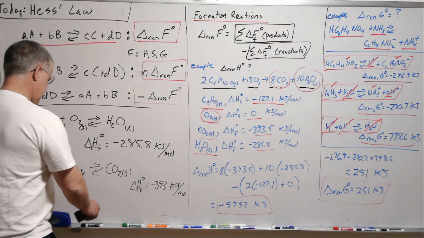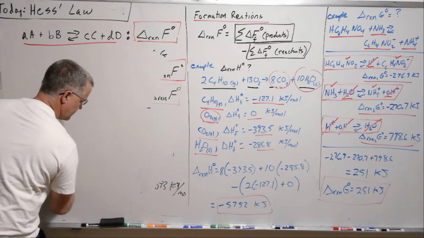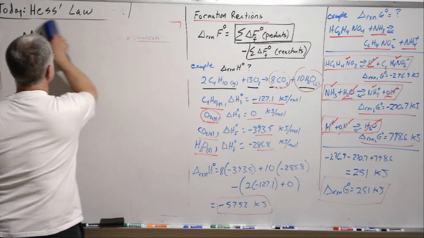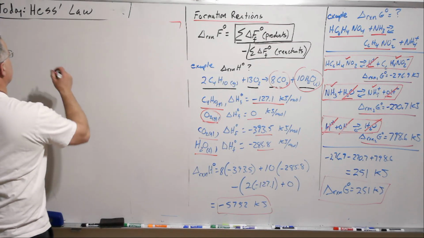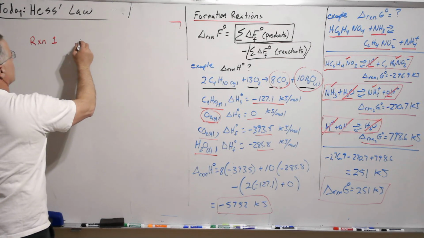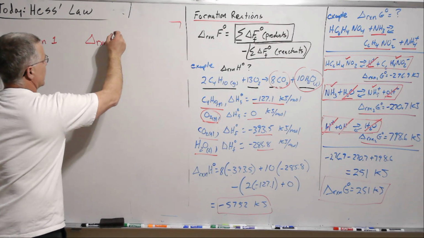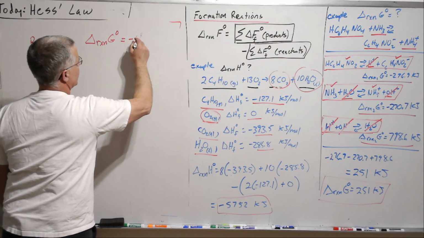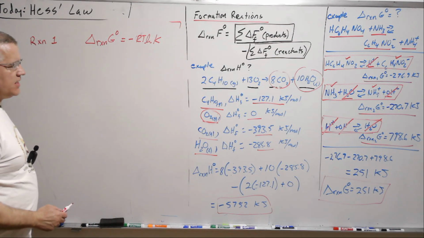Let me just do one last thing before finishing here. Let's look at this delta G here. Let's say I have a single reaction. We'll call this reaction 1. And that has a particular delta reaction G standard. Well, we know that that is minus RT ln K.